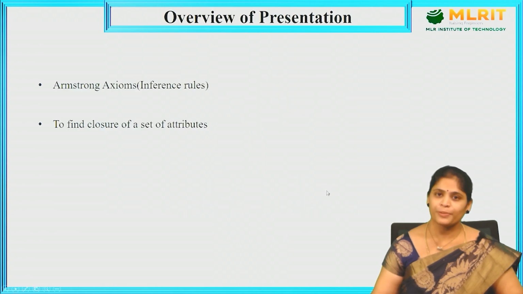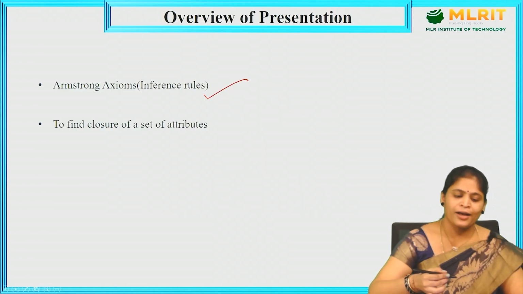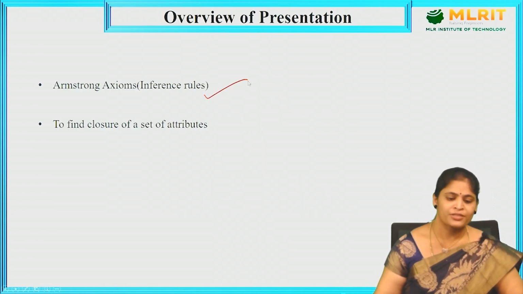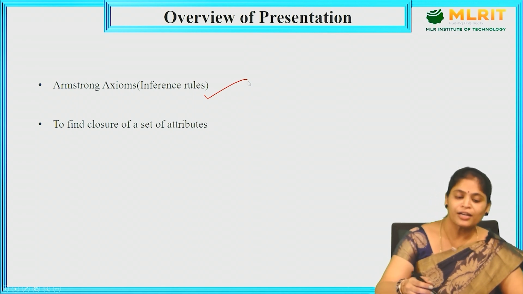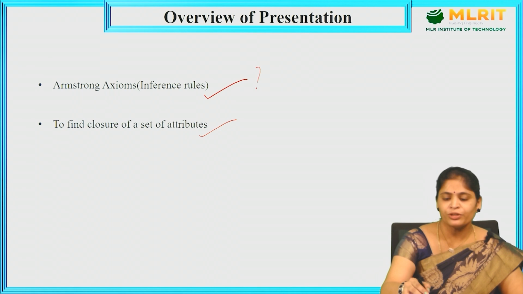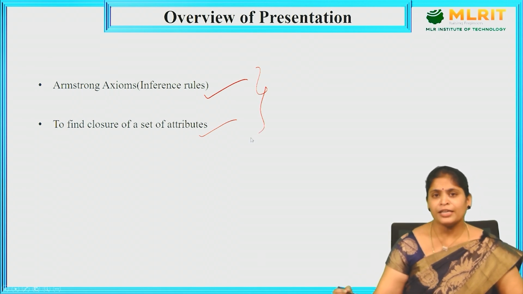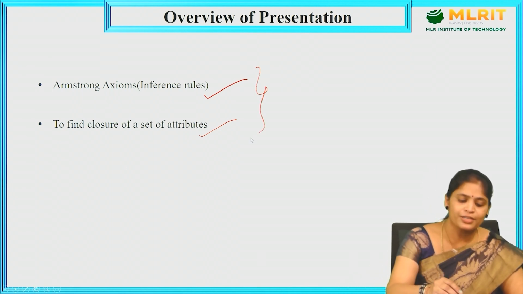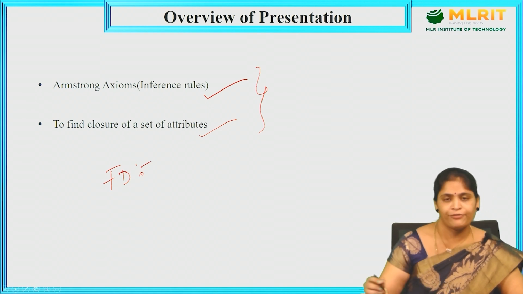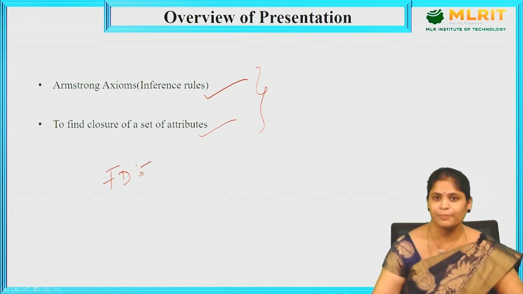The overview of my presentation includes what the Armstrong axioms, which are also known as inference rules, are, and how to find the closure of a set of attributes. Before dealing with these two topics, in our previous video we have already discussed what a functional dependency, or FD, is.